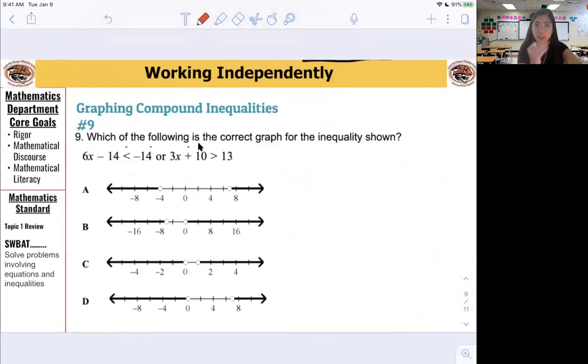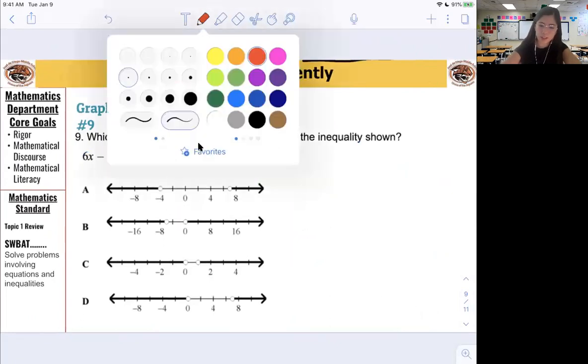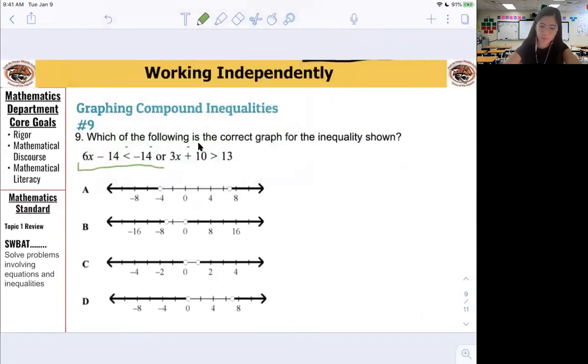Number 9, I have another compound inequality, but this time this is an OR inequality, so it's not going to be shading everything in between, it's pointing in opposite directions. So I have 2 separate inequalities. I'm going to solve them separately. So let's start with 6x minus 14 is less than negative 14. Let's solve just that one. I'm going to add 14 on both sides.